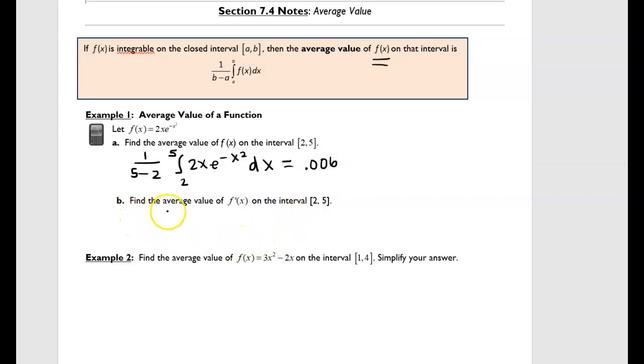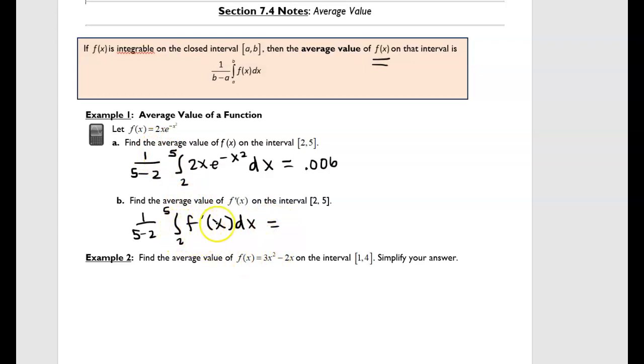Now in part B, it asks us to find the average value of f prime of x. I'll still set it up the same way, but now my integrand is f prime of x instead of f. Now one way to do this would be to actually take the derivative of 2x e to the negative x squared and then integrate that on my calculator. Taking that derivative though would mean I would have to use product rule and chain rule, and it would get a little messy. So maybe we can think about it a different way.